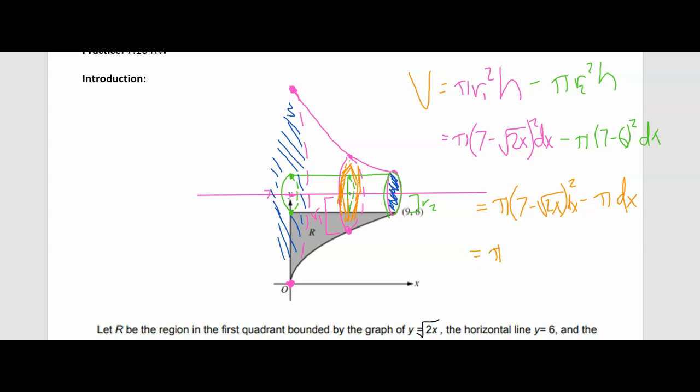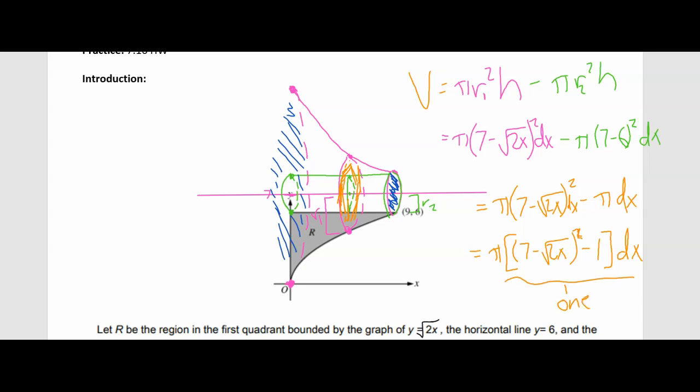So I'll get pi, and I'll put the pi at the beginning. I'll have pi times the quantity, or the difference, 7 minus the square root of 2x, minus 1. We're squaring that over here, 7 minus 2x quantity squared, times dx. So that would be the volume of one of the washers.